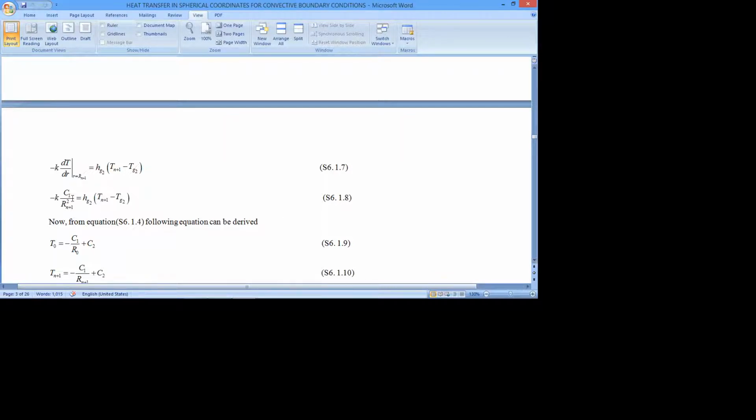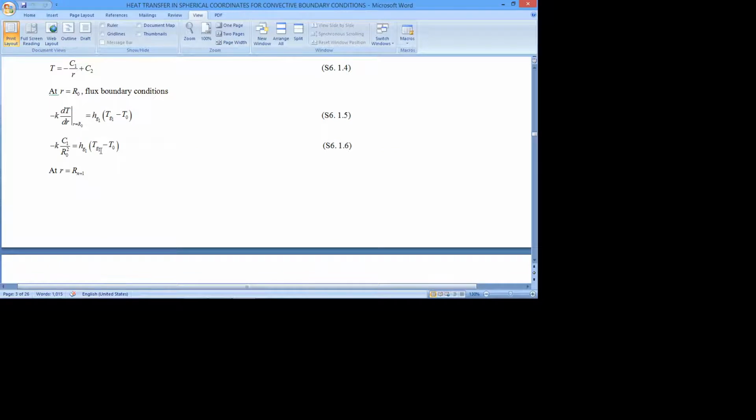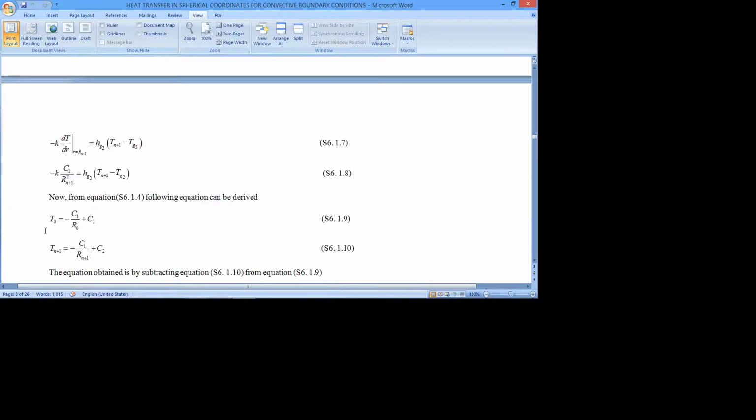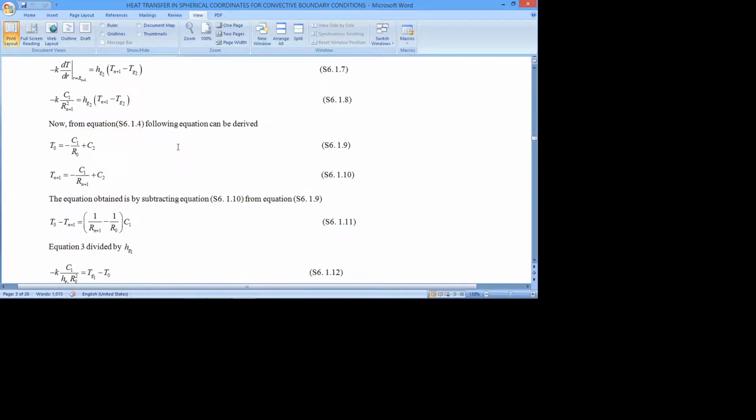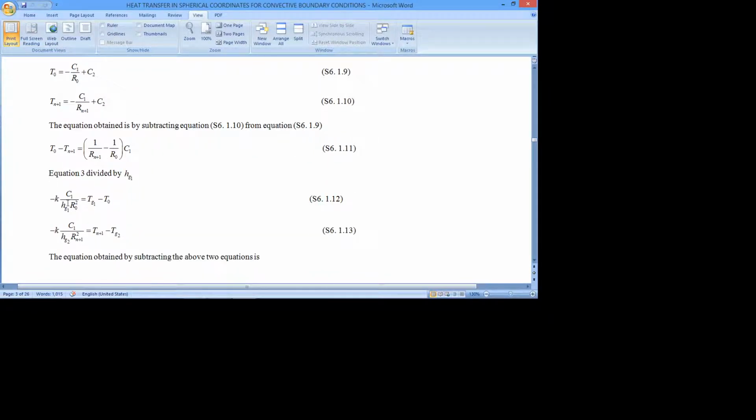Now we have C1 here, and here also we have C1. From equation 6.1.4, which is this one here, C1 and C2 can be derived. So you have T0 equal to this one, then Tn plus 1 would be equal to this one. Now we can subtract equation 1 and equation 2, and you will get the expression for C1 in terms of temperatures.